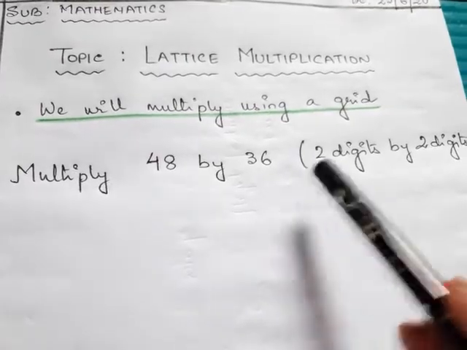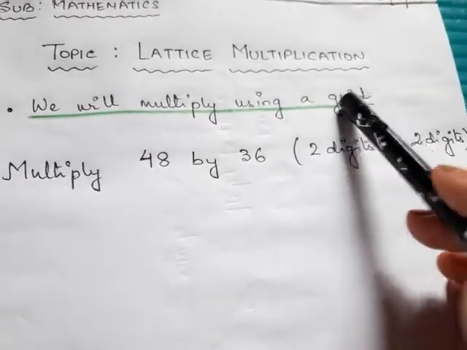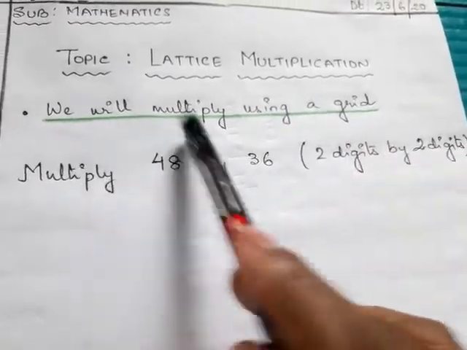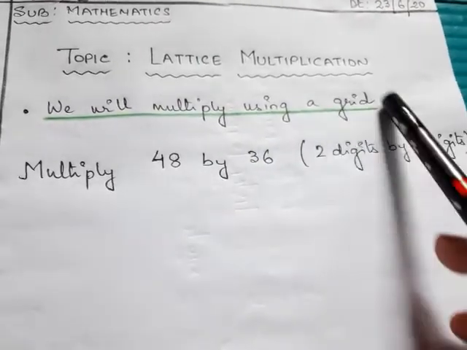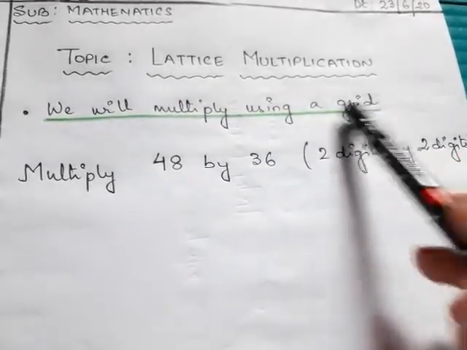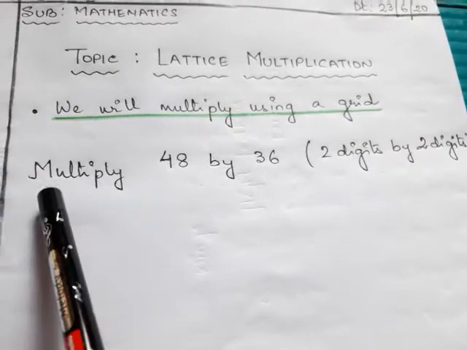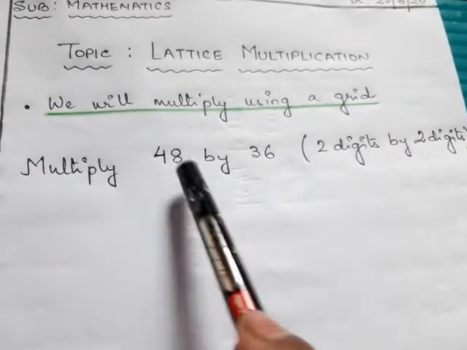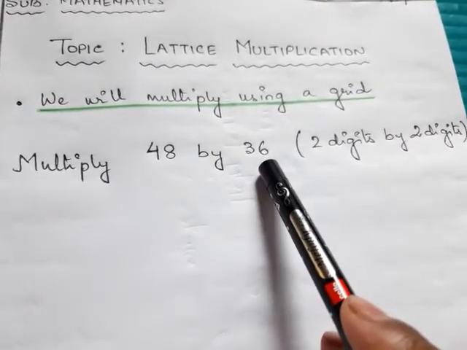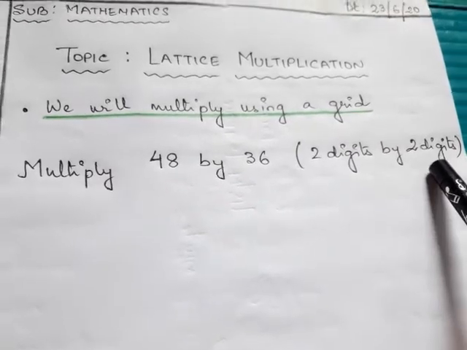So the method that we are going to use here is a grid. Okay, now we will multiply using a grid. Clear? So I will show you how to form a grid. So let's take an example, multiply 48 by 36. Okay, that is 2 digits by 2 digits.